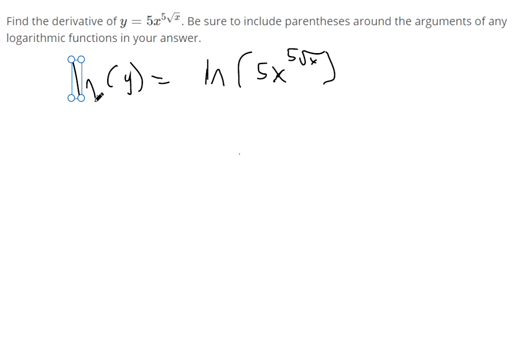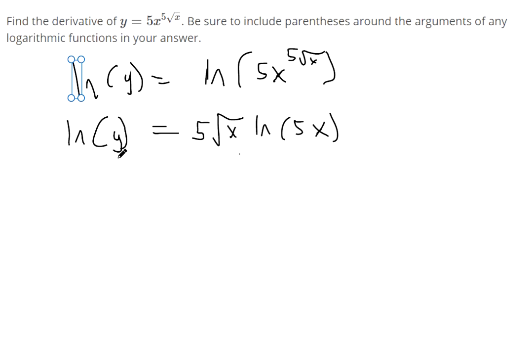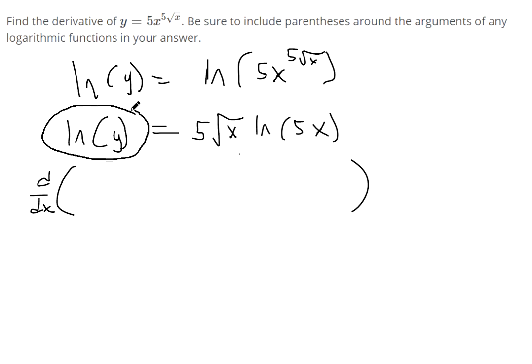So what that does for us on the right side is it lets that 5 square roots of x come down and multiply. And notice we haven't done calc yet, right? This is pre-calc stuff when we deal with logarithms. Now if we try to take a derivative of both sides, here, I'm not going to write it again, but taking the derivative with respect to x of both sides, when you evaluate this derivative with respect to x, we're going to need implicit differentiation, right?